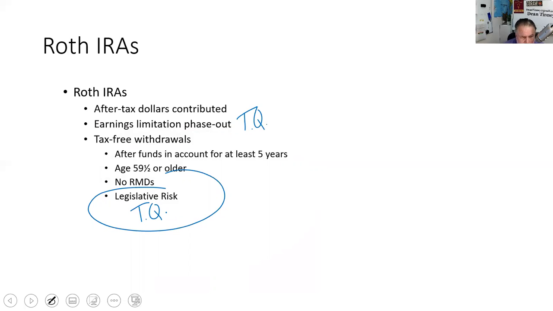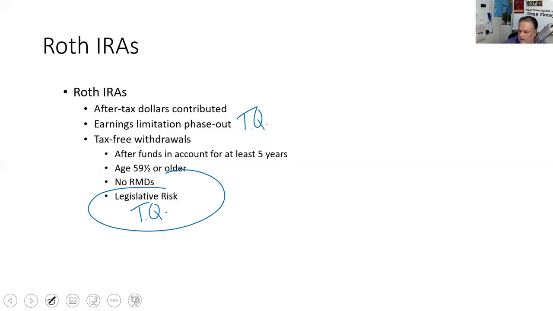For example, legislative risk. Dividends of corporations paid to other corporations used to be 70% tax excludable. Now it's 50%. So again, legislative risk. It just got cut from 70 to 50.